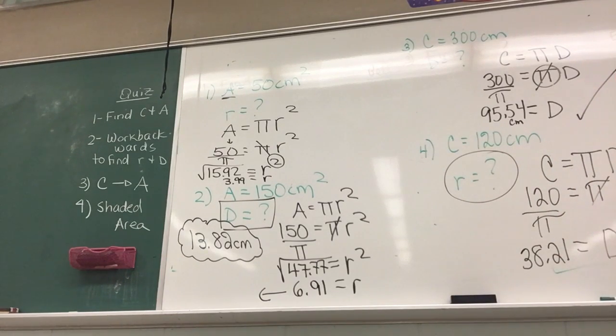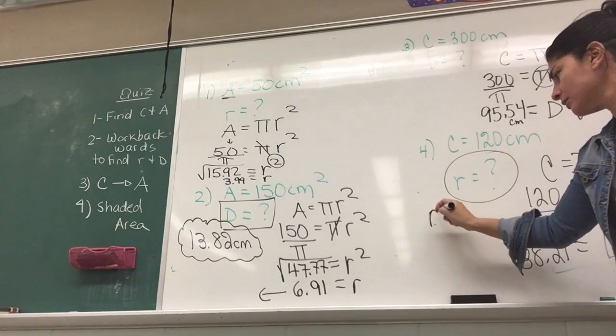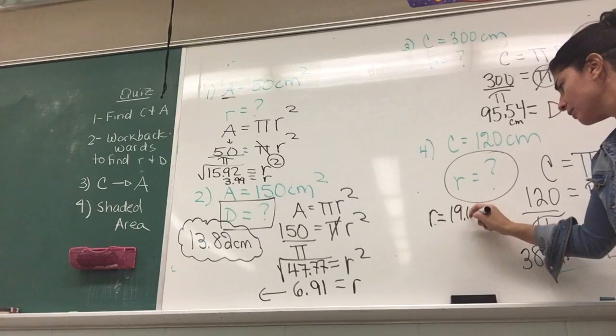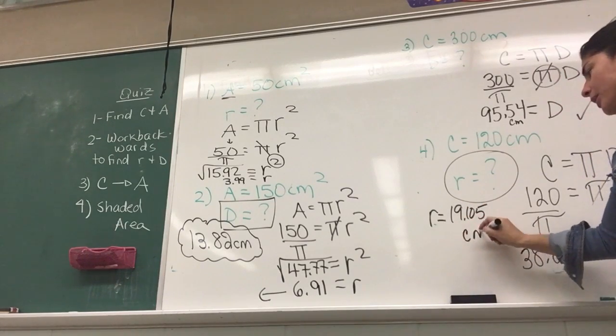What do I do next? Divide by 2, because it's half. Half gives me my radius, which gives me an answer of 19.105. Or 19.1 would be sufficient centimeters. Good?